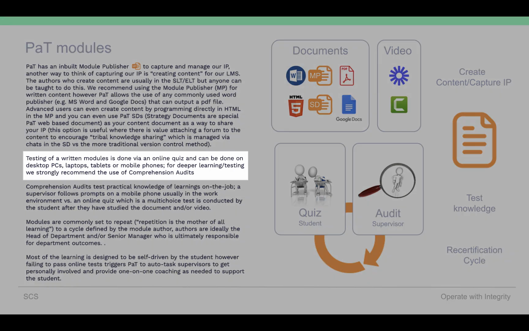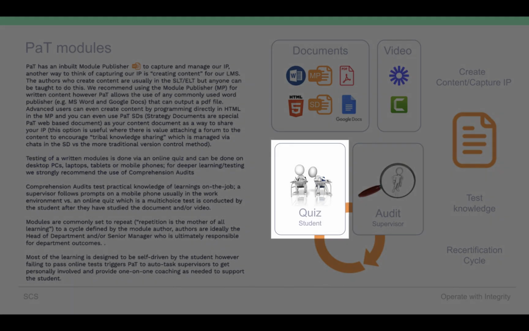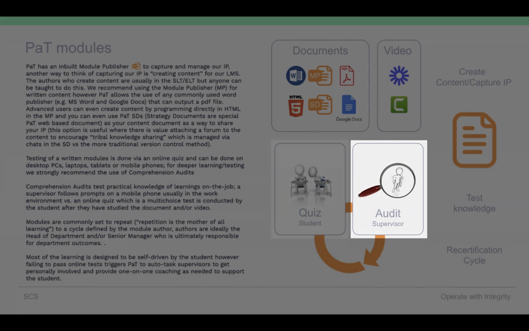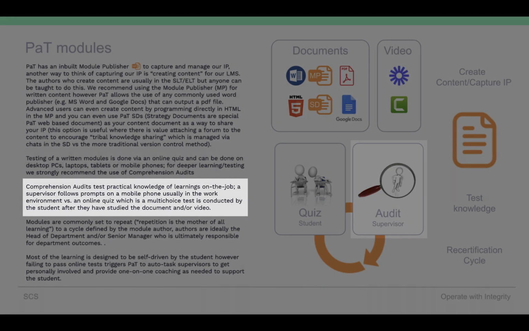Testing of written modules is done via an online quiz and can be done on desktops, PCs, laptops, tablets, or mobile phones. For deeper learning and testing, we strongly recommend the use of comprehension audits. A comprehension audit tests practical knowledge of the learnings on the job. The supervisor follows prompts on a mobile phone, usually in the work environment, versus the online quiz, which is a multi-choice test conducted by the student after they have studied the document and/or video representing the IP.